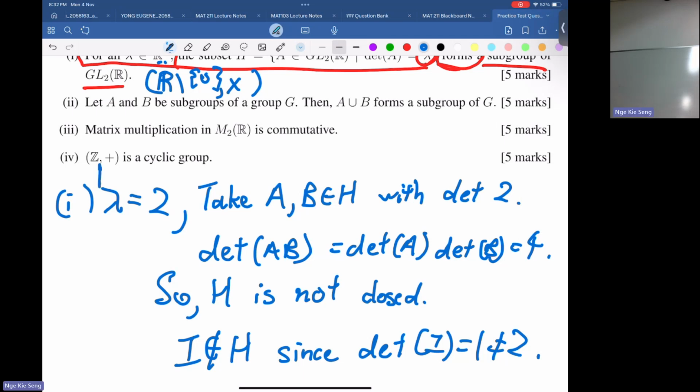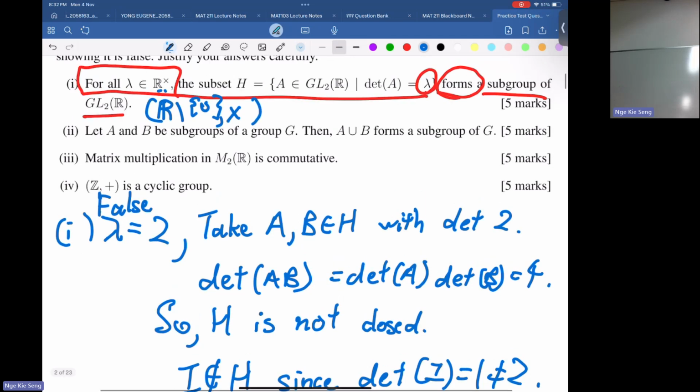So the first question is false. Make sure you write false and true, and then you either prove it or give a counterexample, depending on what the question is asking.